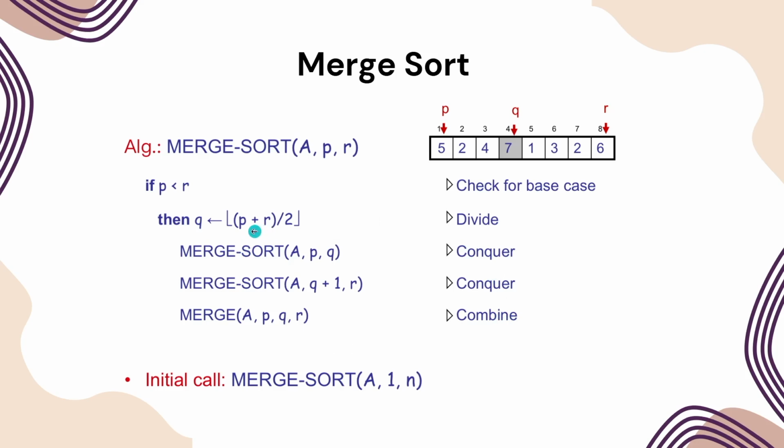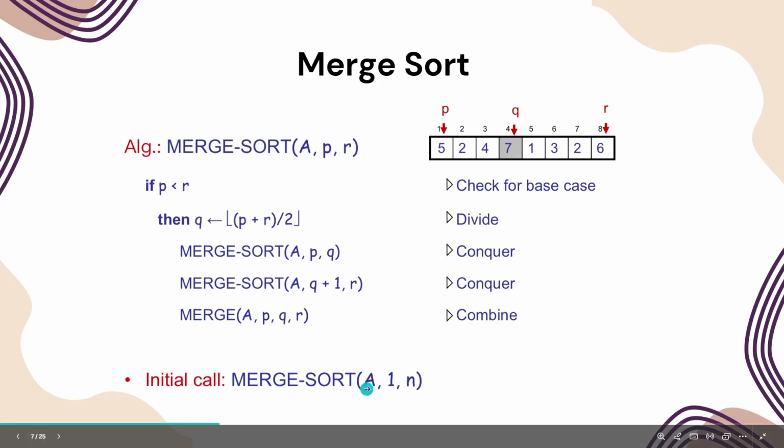And now we have broken down this particular partition into 2, so that we will have one partition spanning from p to q and the other partition spanning from q plus 1 to r. So we do merge sort separately on each of those subpartitions, and finally we will be merging the results back into the original array. Initially, during the first run, we will make an initial call to this merge sort algorithm with these three as input, that is the original array, its start position and its end position.